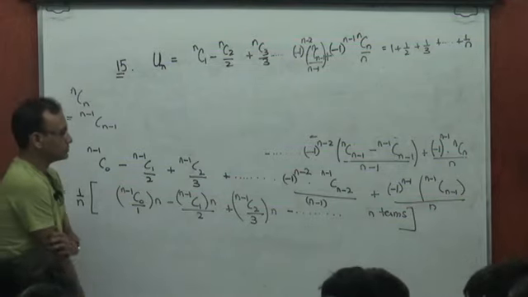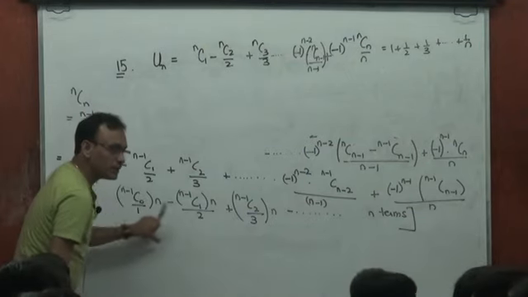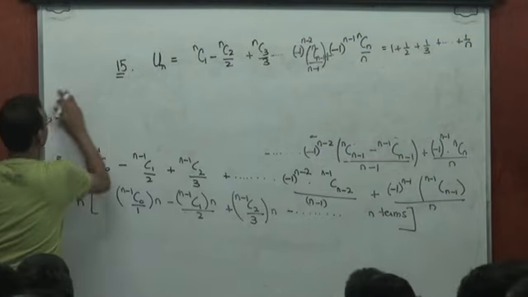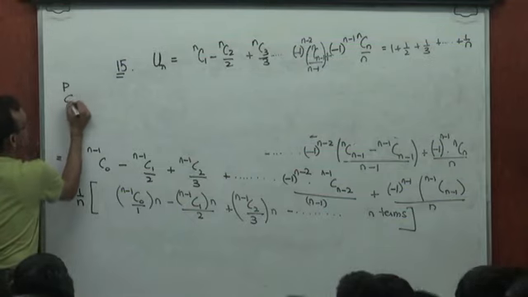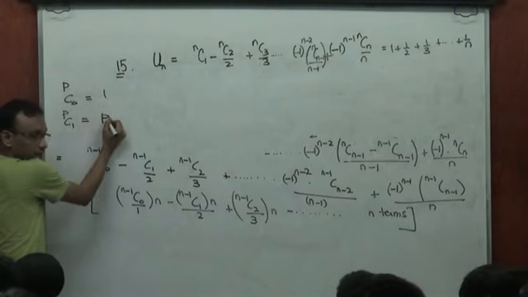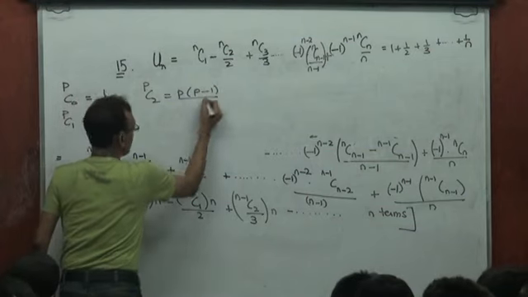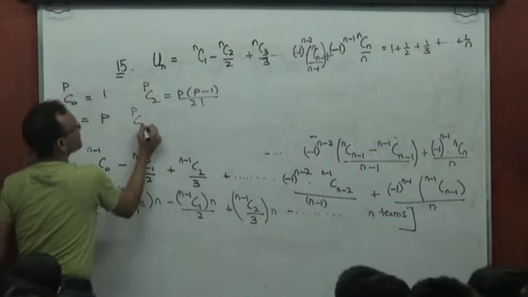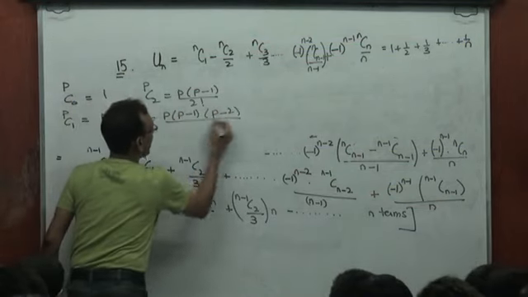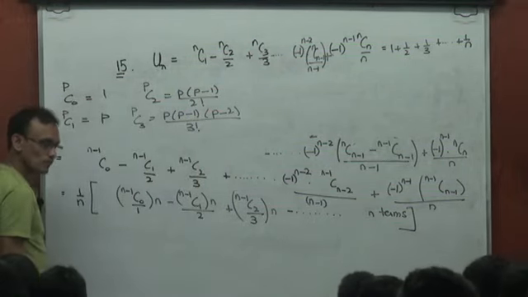Now, let me convert into the raw format. Realize that PC0 is 1, PC1 is P, PC2 is P into P minus 1 by 2 factorial, PC3 is P into P minus 1 into P minus 2 by 3 factorial, and so forth. Yes. Right?